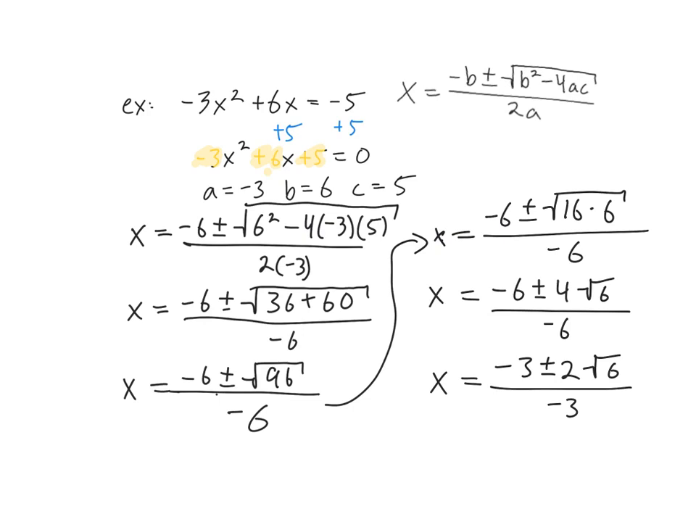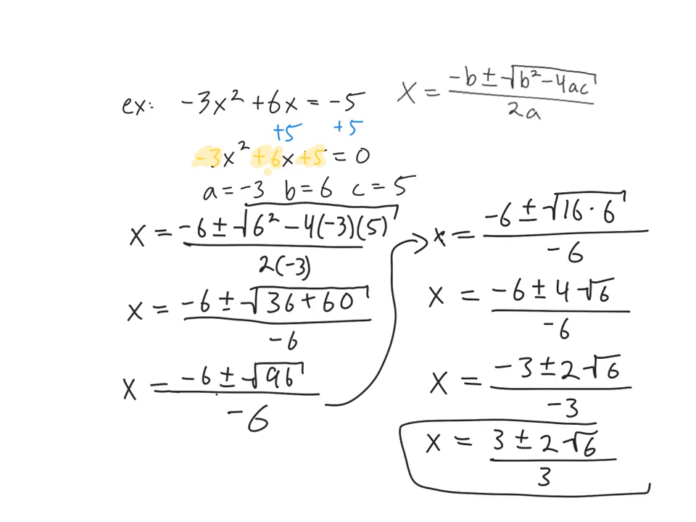Okay. I generally like to get rid of those negatives. If we multiply the top by negative 1 and the bottom by negative 1, we're just going to end up with x equals 3 plus minus 2 square root of 6 over 3. Okay, and there is our solution. Of course, that's going to break up into two solutions. It's going to be x equals 3 plus 2 root 6 over 3, and x equals 3 minus 2 root 6 over 3. Okay, so that concludes our video on applying the quadratic formula.